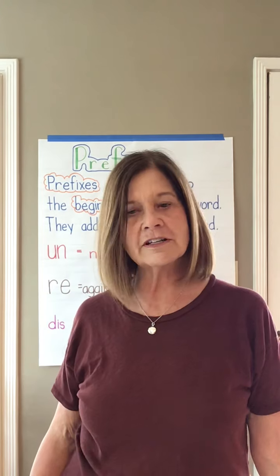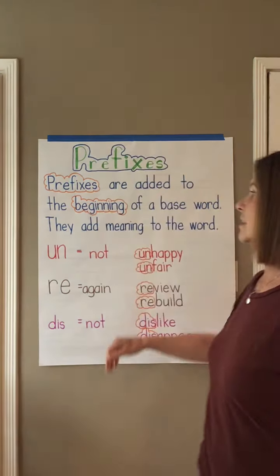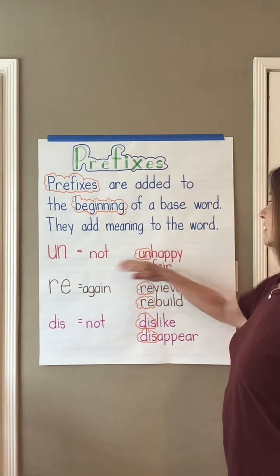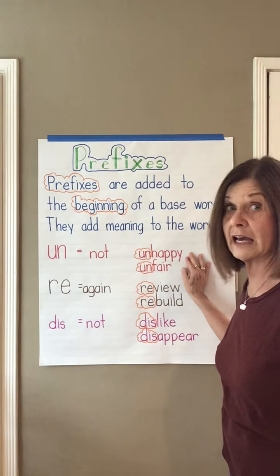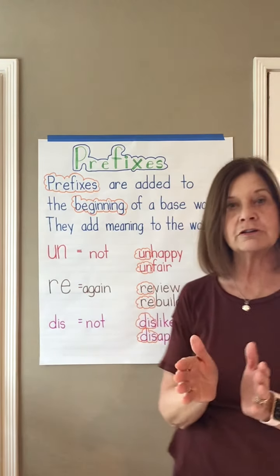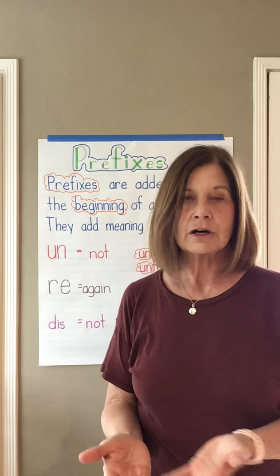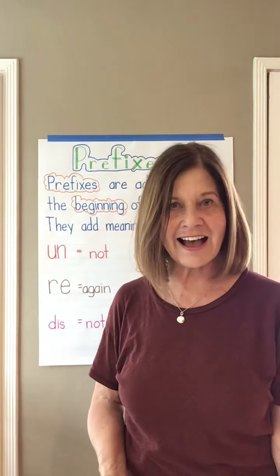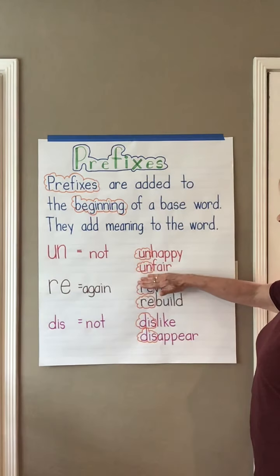So if you have a word, like we talked about before, like happy, you can add un to it, not, and make the word unhappy. We know what that is. We also can add un to another word that you know, fair. That's the way things should be, fair. And if they're not, we say they're not fair, or we can use the prefix un and say unfair. Unfair.